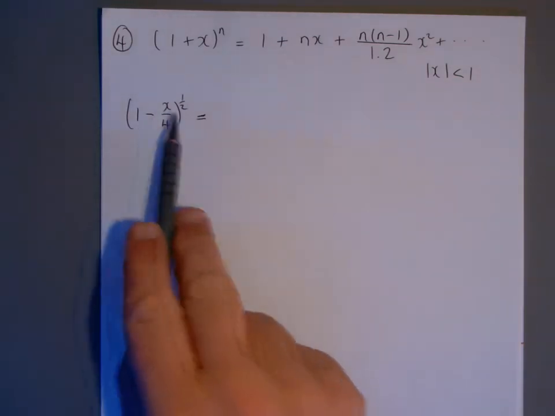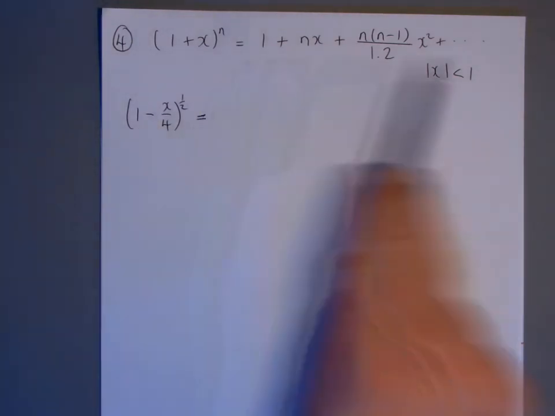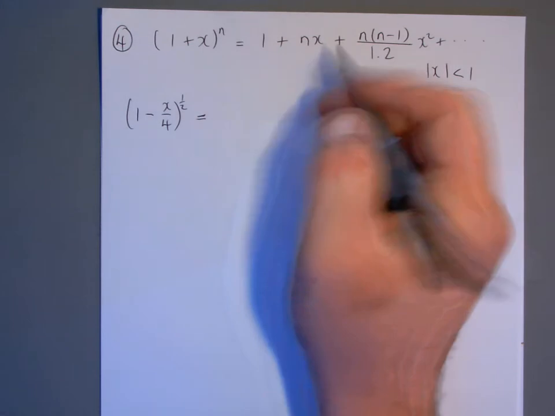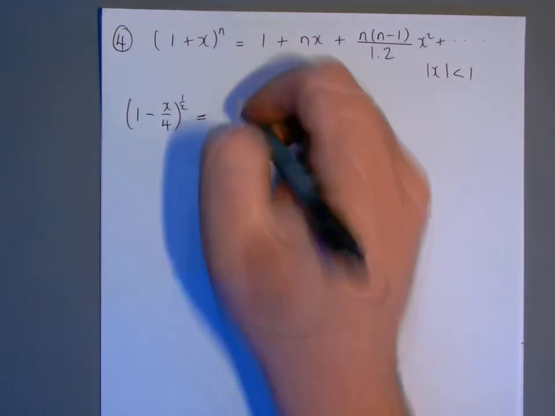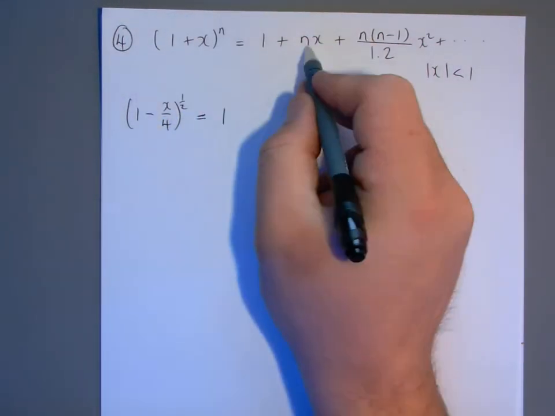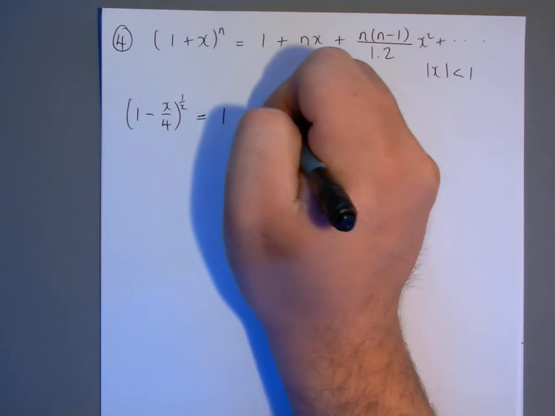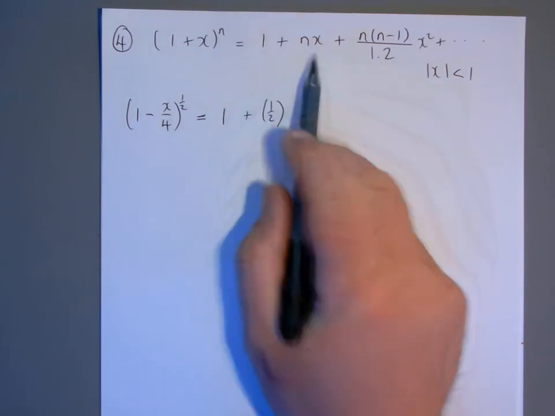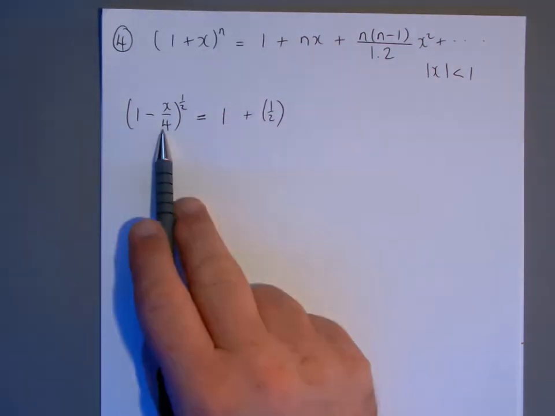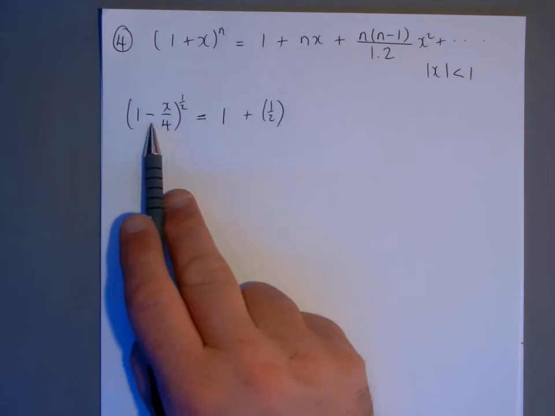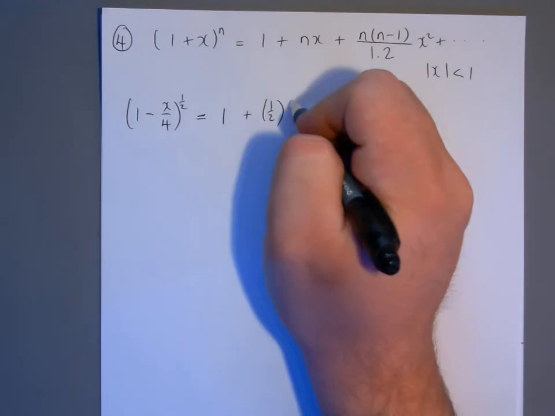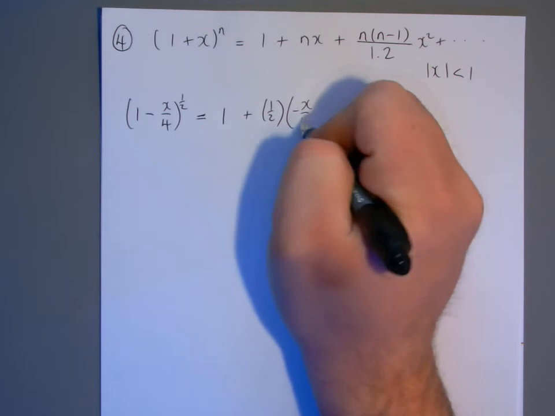Okay, so we're going to expand this here using the binomial theorem from the formula booklet. We start off with 1. n then is this power, which is a half. And x then is this second term in the bracket. Now in this case it's a fraction, but it's a negative fraction, isn't it? So we need to put there minus x over 4.